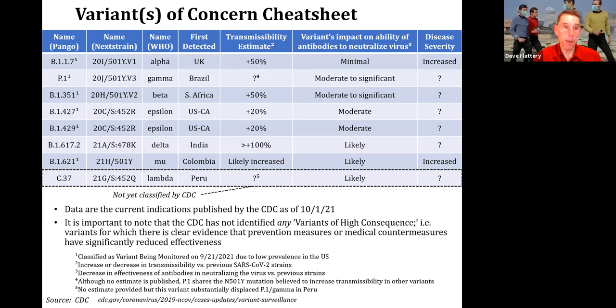The Mu variant that I talked about last month, it hadn't been named Mu yet. It was 21H, which is the next strain name. And the WHO named it early in September as Mu. It's a variant being monitored in the US, not a variant of concern. And Lambda, which is the one I introduced a couple months ago, which had been prevalent in Peru, still isn't yet classified by the CDC. Hasn't been seen too much. You can see Mu in the CDC variant populations, but very, very little Lambda.